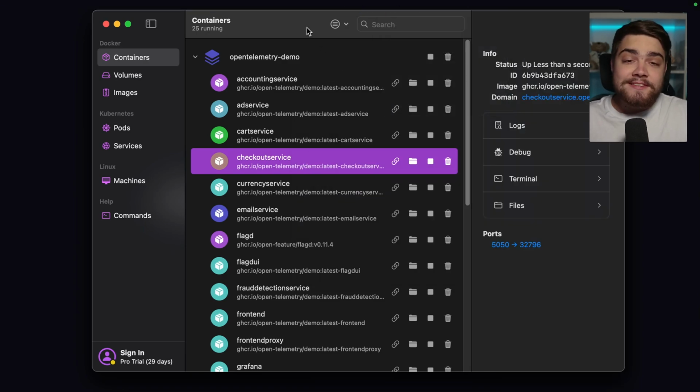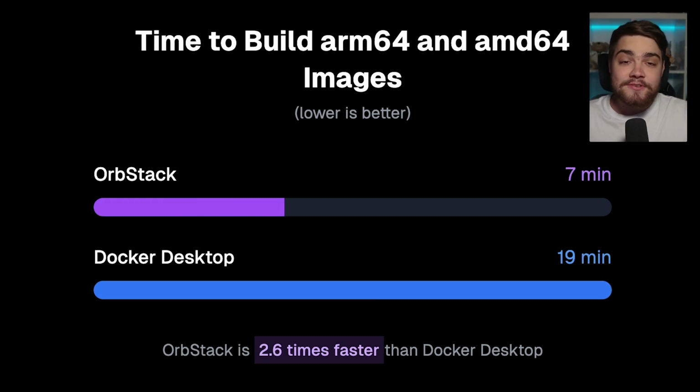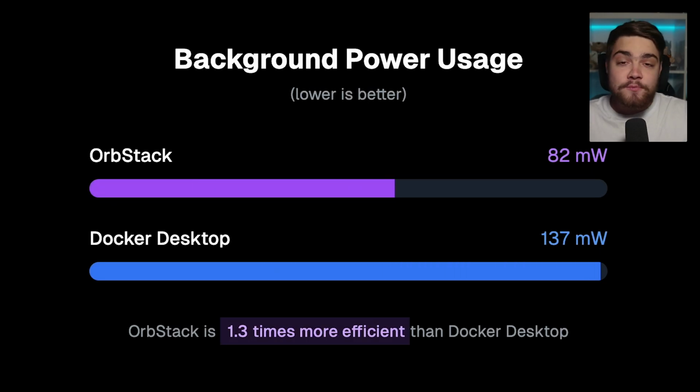But don't worry though, this isn't just a UI wrapped around Docker. It has some really powerful features as well that we'll look at in a moment. But first, let's talk about one of the most important benefits, and that is performance. In benchmarks, OrbStack is 2.6 times faster at provisioning a dev machine than Docker Desktop, 2.7 times faster at building images, and uses between 1.5 to 4 times less power and CPU.